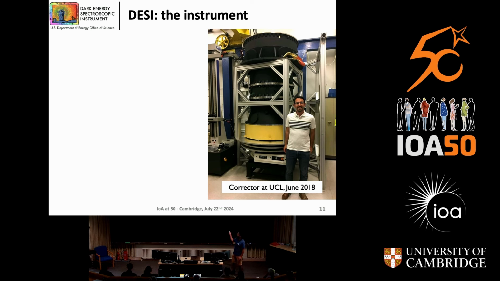Right. So let me show you one extra plot, an image from the DESI corrector. So this corrector with all these 6 lenses was aligned at UCL. So this is a picture taken at the workshop. And I think it was Hiranya who took that picture, right?